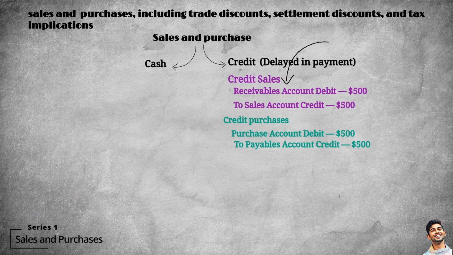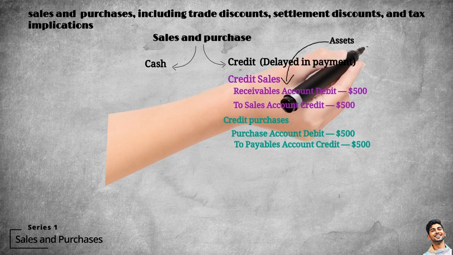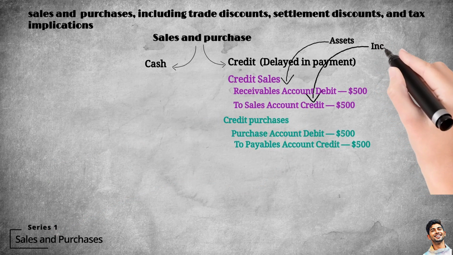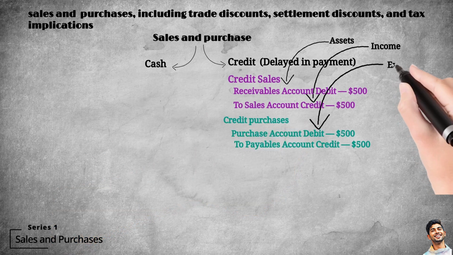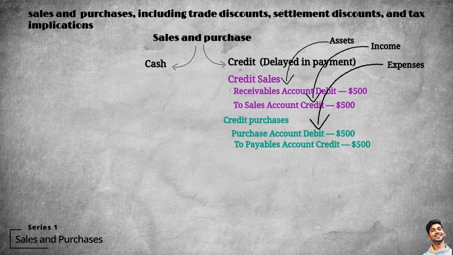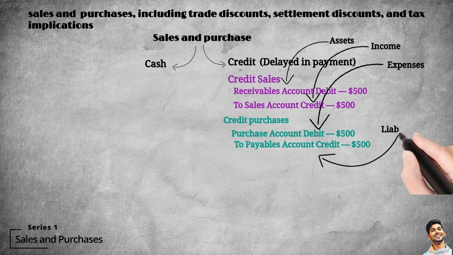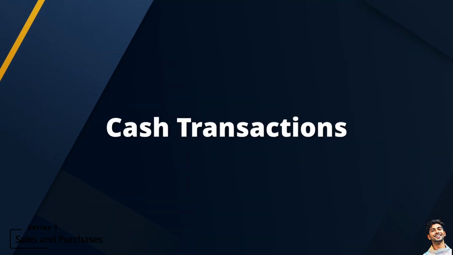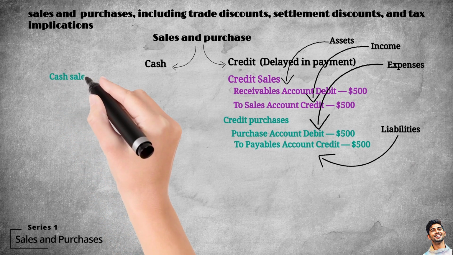So basically, receivables are assets, sales are income, and on the other side, purchases are expenses, payables are liabilities. Now, because receivables and payables involve future payments and collections, they are also treated as financial instruments, which we will cover at a professional level. Now let's see what happens if the transaction is in cash instead of credit.